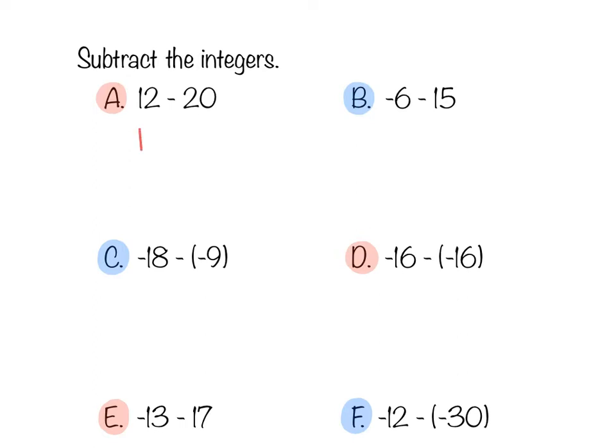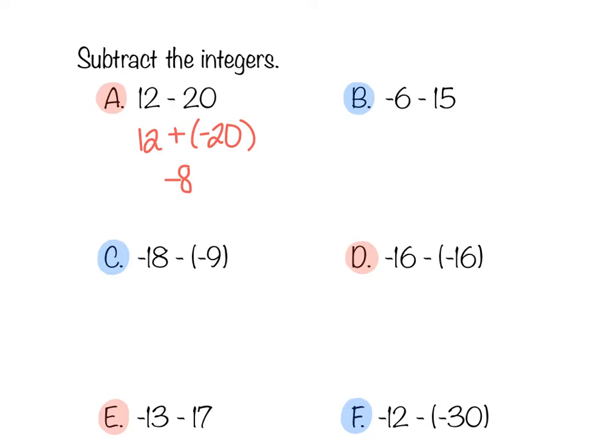So we leave the first number alone. We change the subtraction symbol to addition, so we're adding. The opposite of the second number would make this a negative 20. So instead of 12 minus 20, we can think of it as 12 plus negative 20. These numbers have different signs, so we're going to subtract. Keep the sign of the larger number, then we'll be exact. So that's actually negative 8.